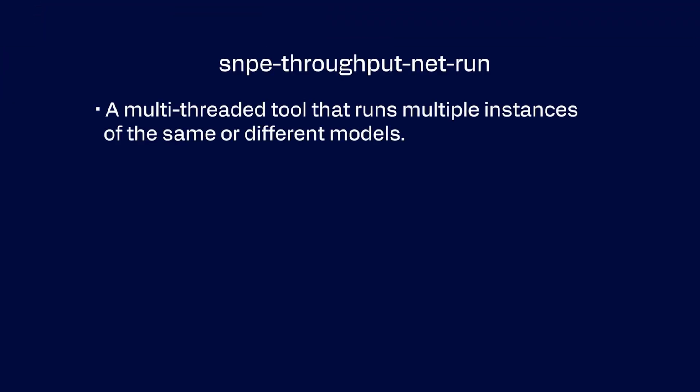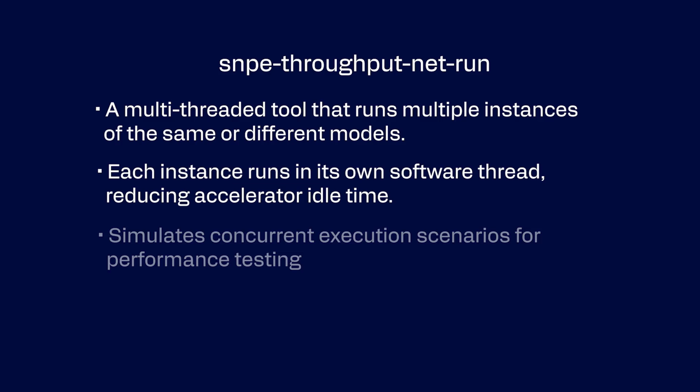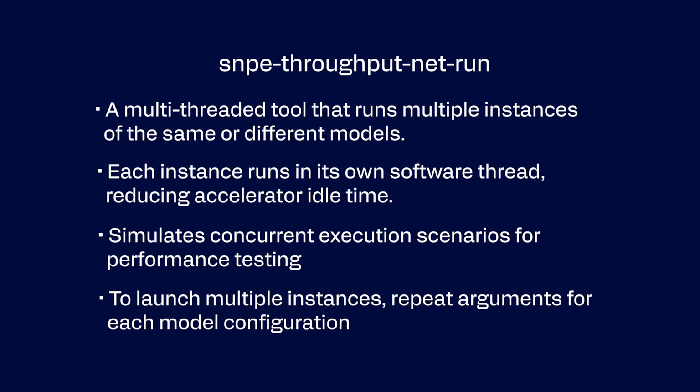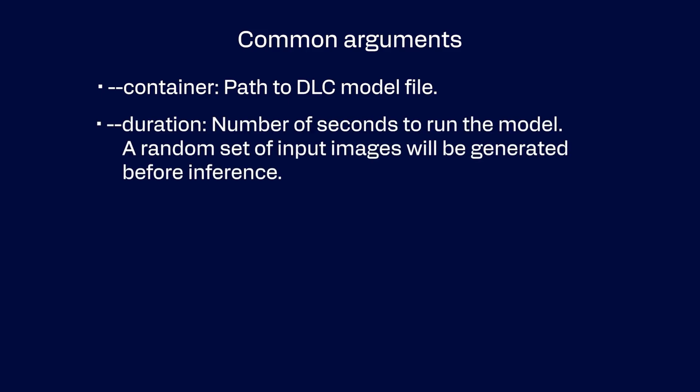snpe-throughput-net-run is a multi-threaded application that creates multiple instances of the same model, running each instance within its own software thread. With multiple threads running, the application will reduce the idle time on the accelerator. This tool can also simulate concurrency scenarios when running multiple models. To create multiple instances, the user must specify the arguments repeatedly to configure each instance. Here are some common arguments that snpe-throughput-net-run tool takes. Container is a path to DLC model file. Duration is the number of seconds to run the model.